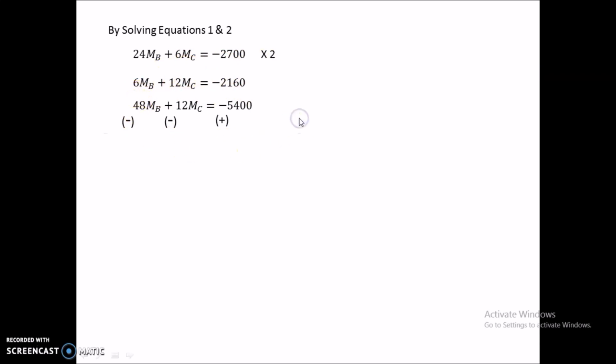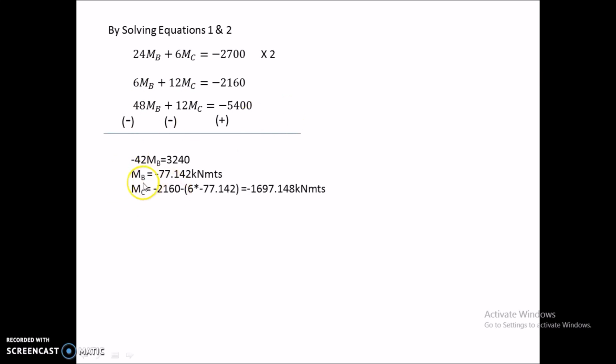Now by solving these equations, we will get MB value as minus 77.142 kilonewton meters, and substituting this MB value in any of these equations, we will get MC value, which is minus 1697.148 kilonewton meters. So finally we have solved for moments, that is MA is equal to 0, MB is equal to minus 77.142, MC is equal to minus 1697.148, MD is equal to 0 kilonewton meters.